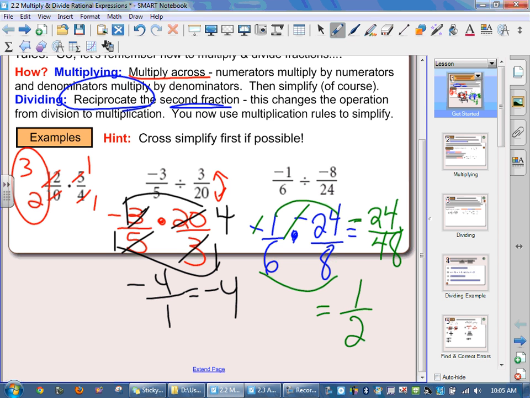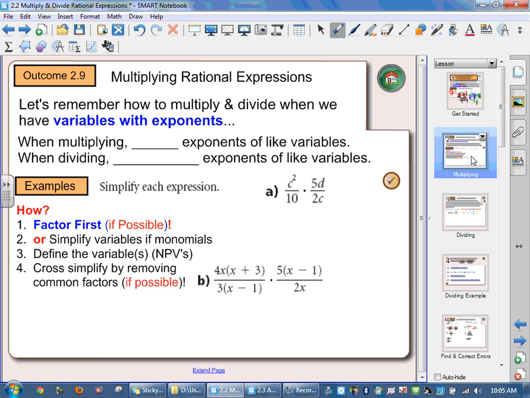Okay, now we're going to go putting x's in it. We're going to put some variables in this stuff, so we're going to use rational expressions. But we're going to use all of these rules with our rational expressions. Now we have to remember how to multiply and divide variables and exponents. So, when we multiply, we add exponents of the like variables. Like variables just mean it's the same letter. When dividing, what are we going to do then?